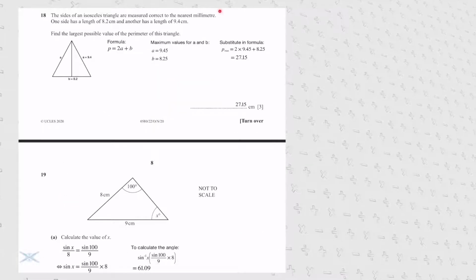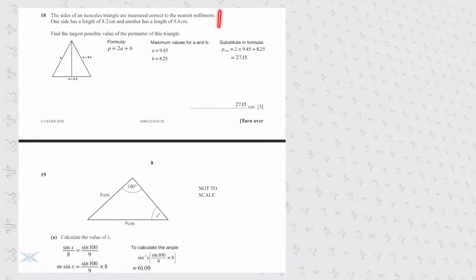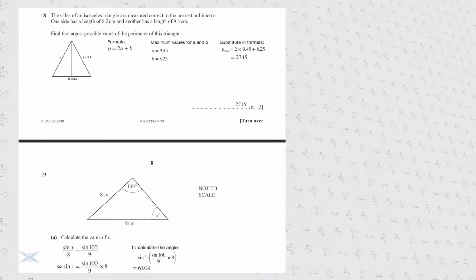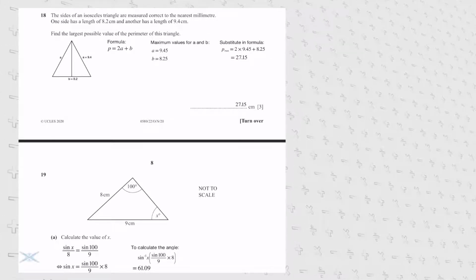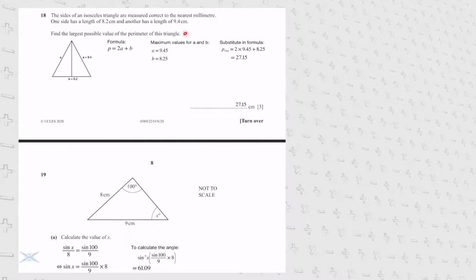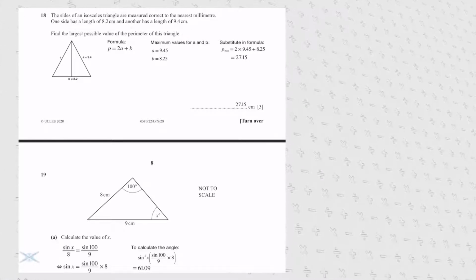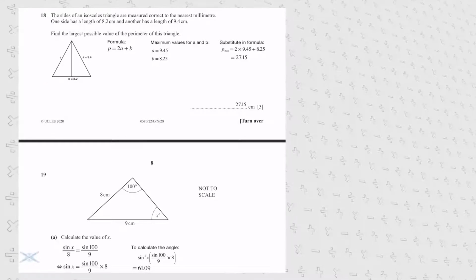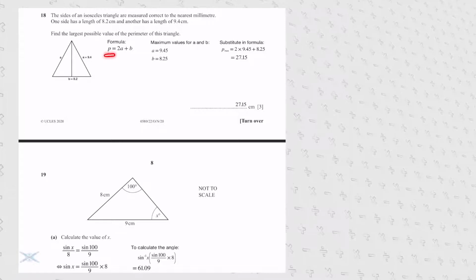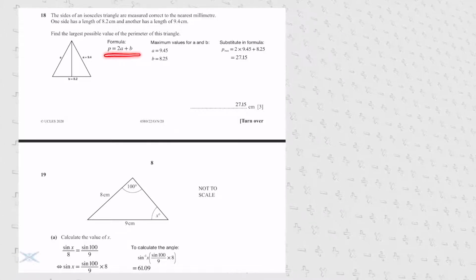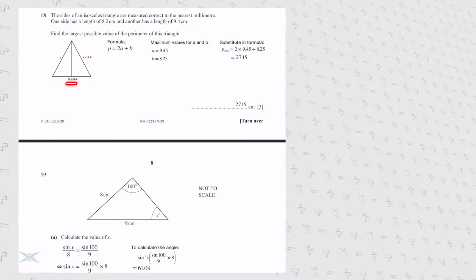Let's continue with exercise 18 now. The sides of an isosceles triangle are measured correct to the nearest millimeter. One side has a length of 8.2 centimeters and another a length of 9.4 centimeters. We are required to find the largest possible value of the perimeter of this triangle. So firstly, we could draw up a sketch in order to have a visual representation in front of us. From there, we can derive the conclusion that in order to determine the perimeter, we need to multiply 9.4 by 2 and add 8.2 to it.